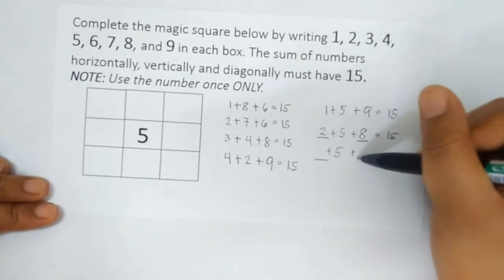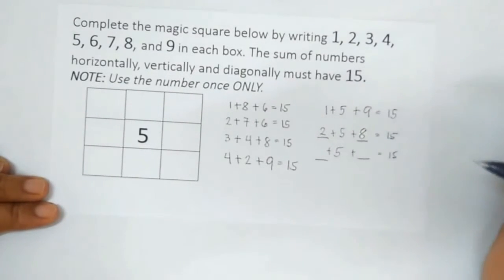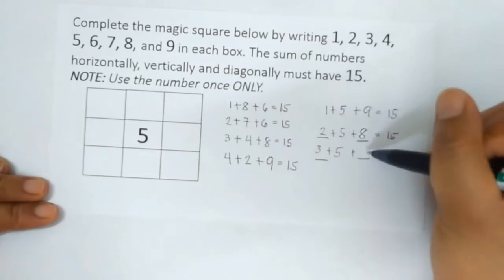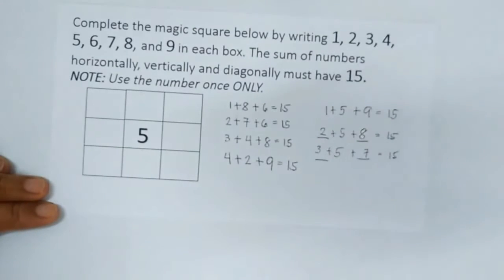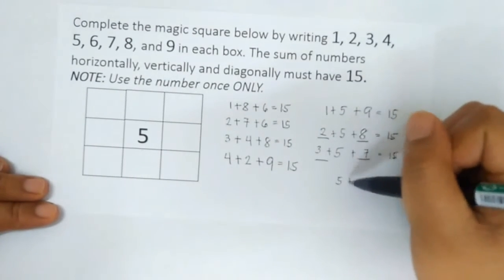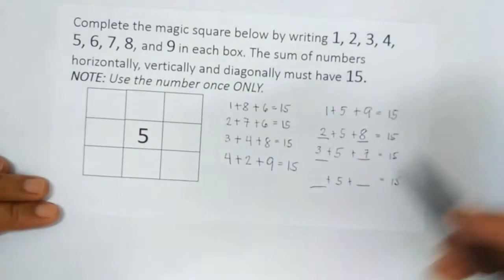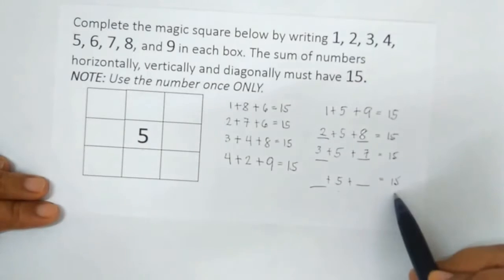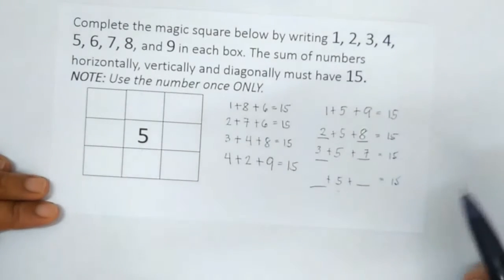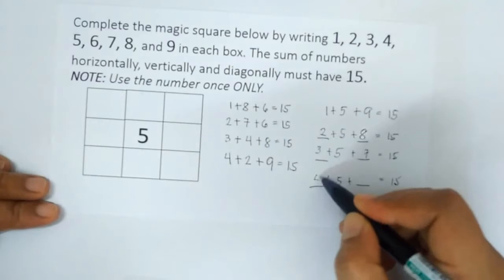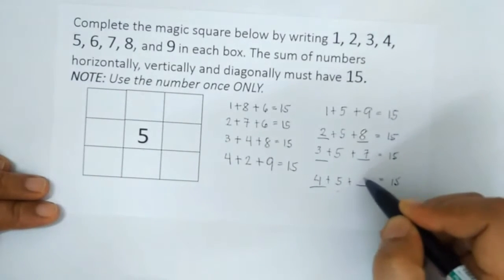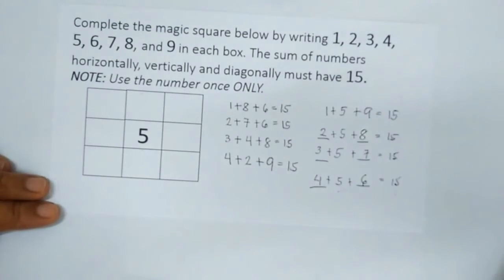Any other two numbers that, if we add them up to 5, is equal to 15? Very good. 3 plus 5 plus 7 is equal to 15. Is there any other numbers? Yes, very good. What are the numbers that can add to 5 so that the answer is 15? Very good. 4 plus 5 plus 6 is equal to 15.